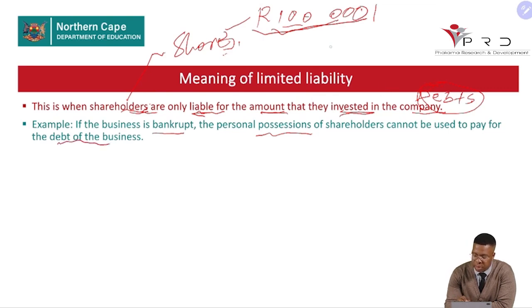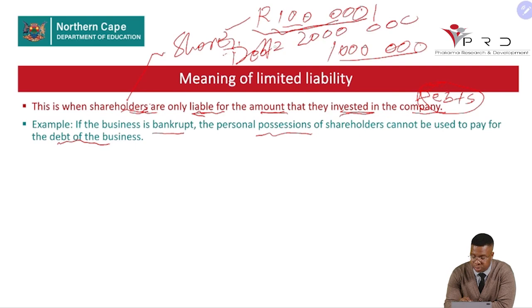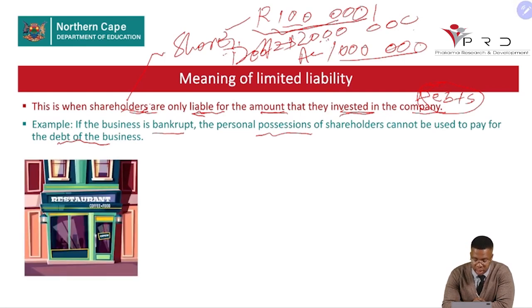So in a case whereby the company has 1 million assets, and it happens that the debts of the business are 2 million. If the debts of the business are 2 million and the assets are 1 million, it means the company now has debts that are over their assets. So it means the company has to come up with a plan on how they're going to pay off the other 1 million.